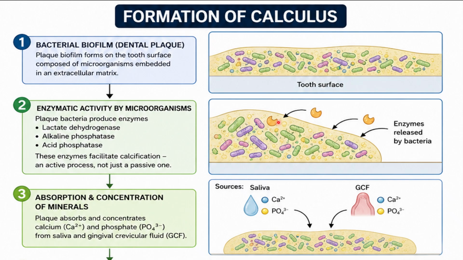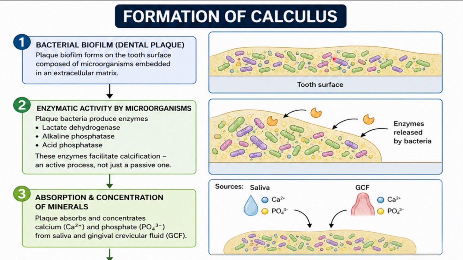Now let's understand the formation of dental calculus step by step. Coming to the first step, that is the formation of dental plaque, which is also known as the bacterial biofilm. It is a thin layer of microorganisms formed on the tooth surface and embedded in an extracellular matrix. At this stage, the plaque is still soft and can be removed by brushing.